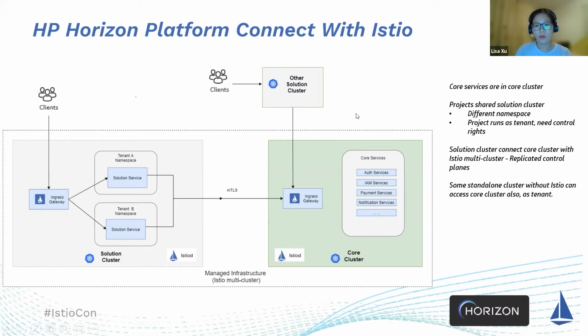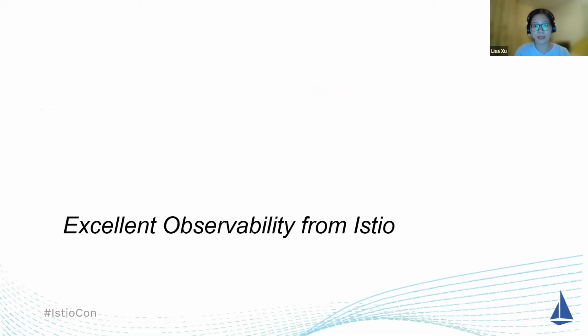We hope that we don't have to rely heavily on the application team to provide hundreds of logs to support troubleshooting, but that as infrastructure we can provide this functionality for people to troubleshoot and monitor. So kudos to Istio for providing excellent observability to support this.